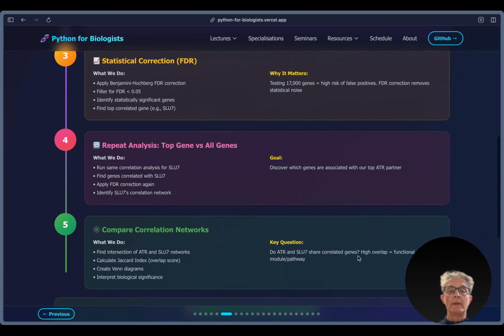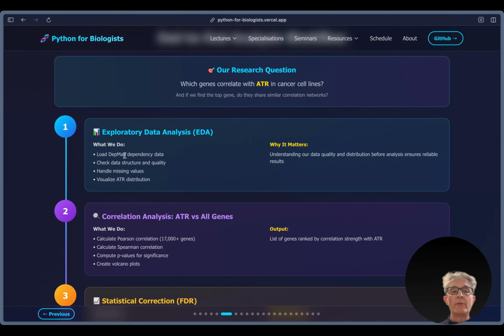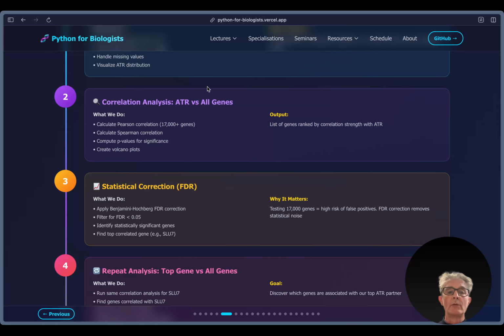Right, so let's go through our workflow. This is the program for today. We start off with exploratory data analysis, and we've done most of that, so I will go through relatively quickly. There's one missing thing that we need to do, which is what to do with missing values, so we'll talk about that. Then we need to do a huge analysis looking at correlations between ATR and all the other genes. So we have to do this correlation analysis 17,000 times and then calculate Pearson and Spearman correlation and p-values. And that will be then our result.